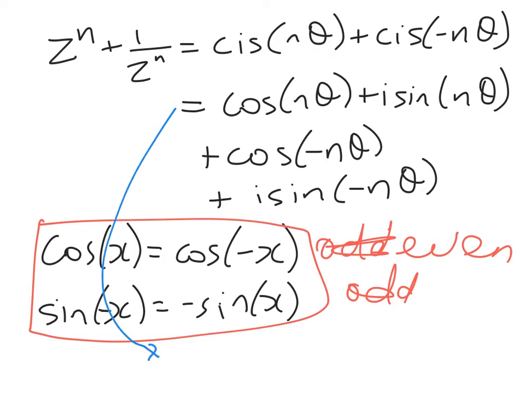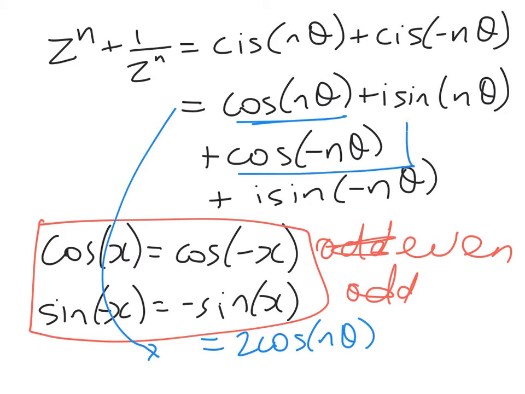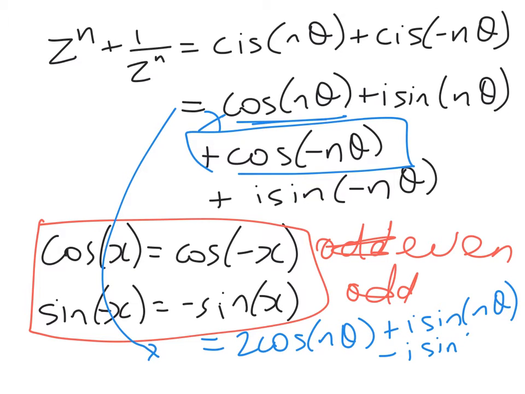And down here, we're going to get 2 cos of n theta, because this one here is the same as that, plus i sine of n theta minus i sine of n theta, because it's an odd function. So we've got there, except I've run out of space, but that won't happen to you. So the final step is equal to 2 cos of n theta as required.